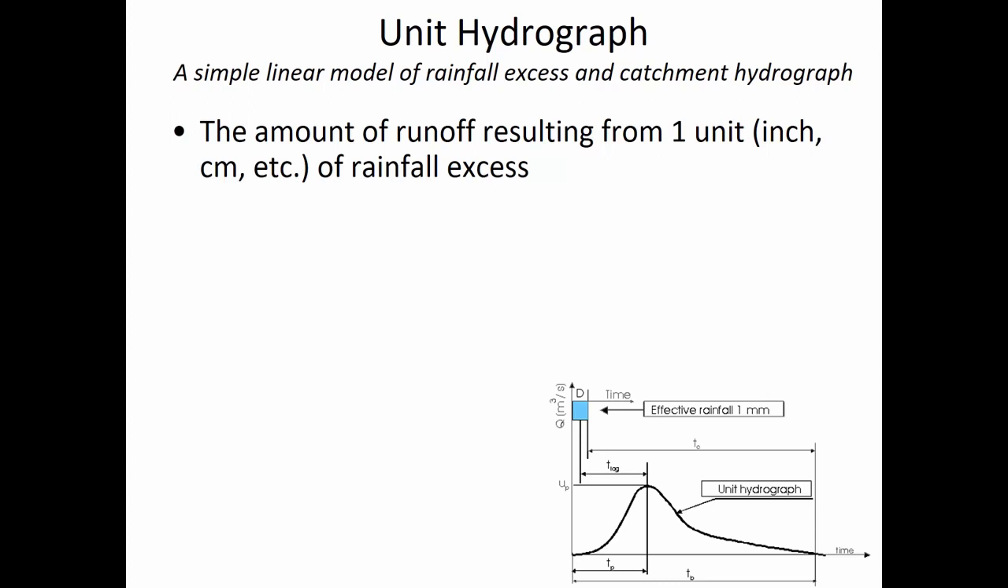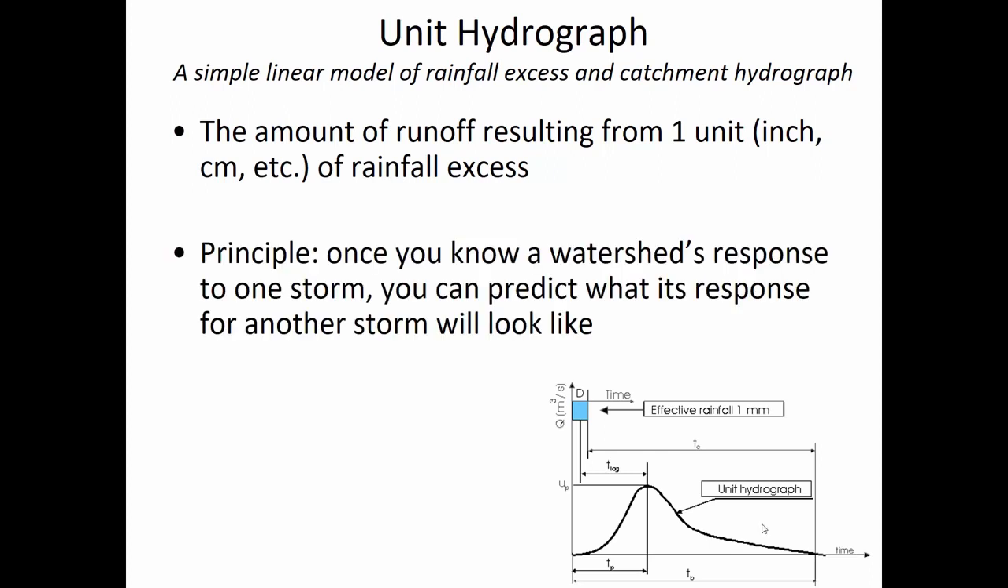So this is a simplification. On the plus side of this unit hydrograph method, it's really easy to apply. But on the minus side, it misses some of the reality of how the water moves through the watershed. So the principle is, once you know how the watershed responds to one storm, you can predict what it looks like for other storms.